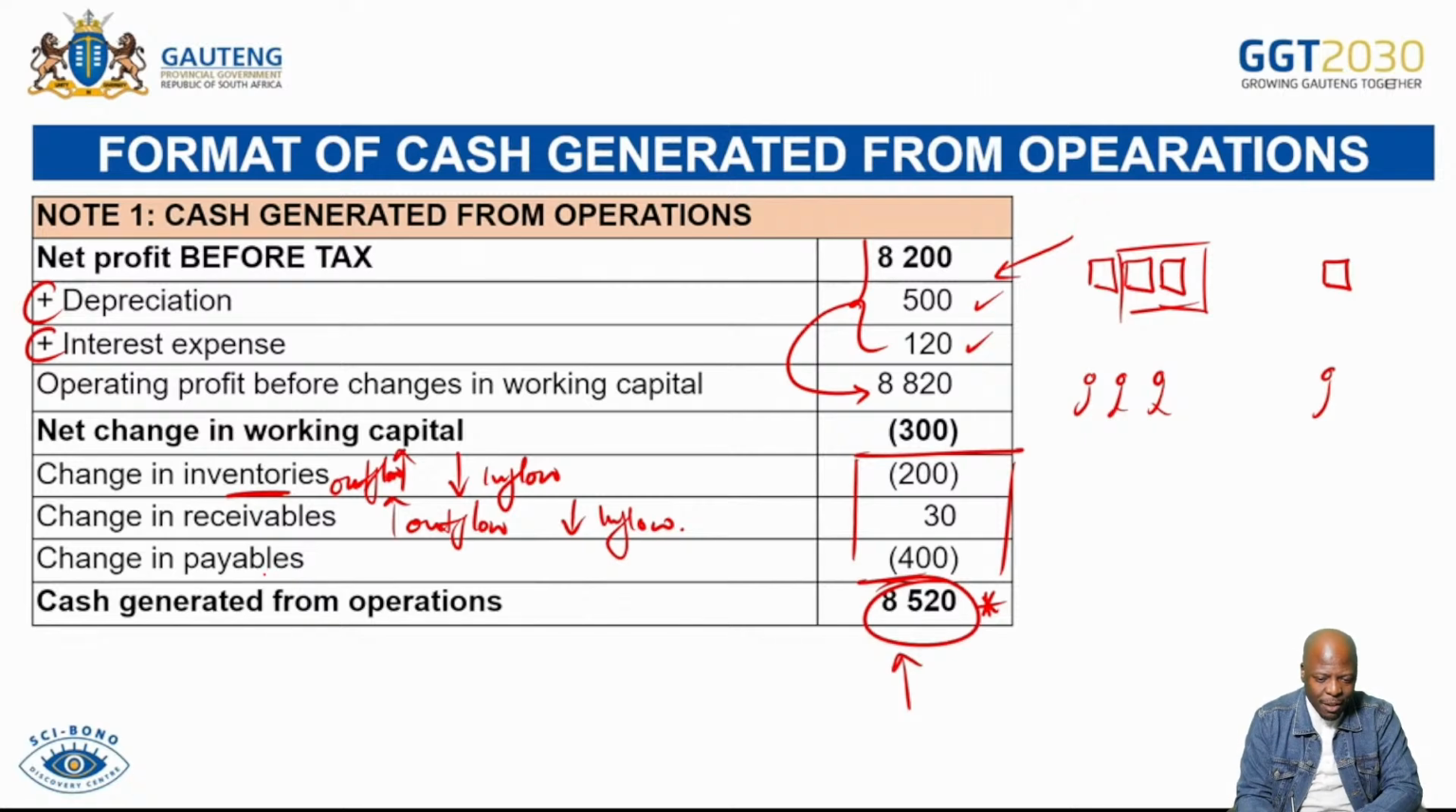Okay? And then you have trade payables: creditors, organizations, companies, institutions that we owe as a business. We owe them money.